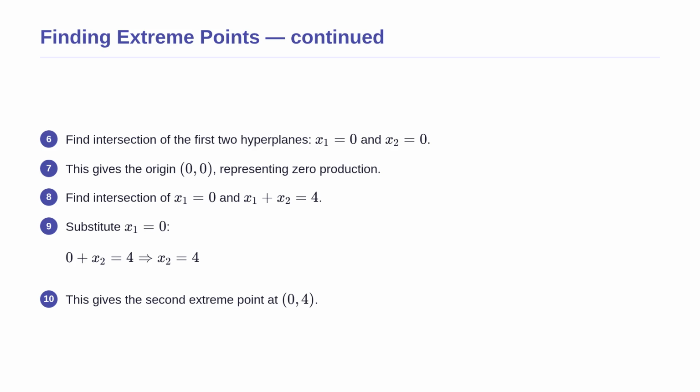Let us find exactly where these boundary lines intersect each other. Our first extreme point occurs where the two non-negativity walls meet. Setting both variables to 0 gives us the origin, 0, 0. This means producing absolutely nothing. Next, we look at where the vertical axis intersects our machine time limit line. By substituting 0 for x1, we are choosing not to produce the first toy. Solving this gives us our second extreme point at 0, 4, dedicating all time to the second toy. We are tracing the outside of our region.